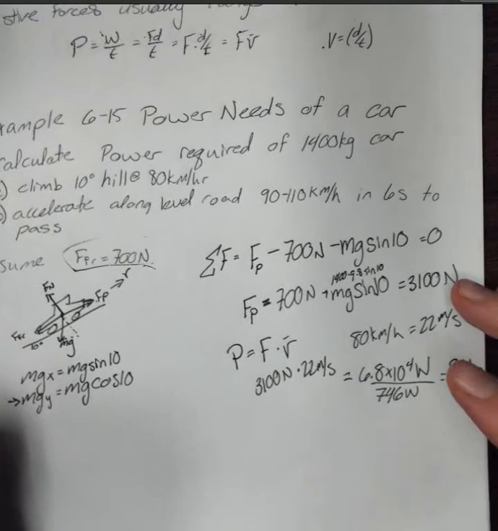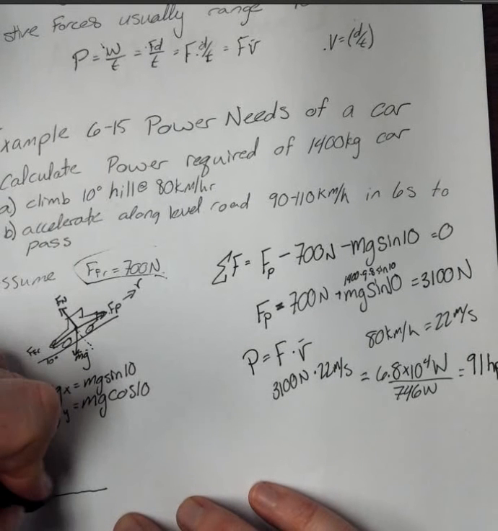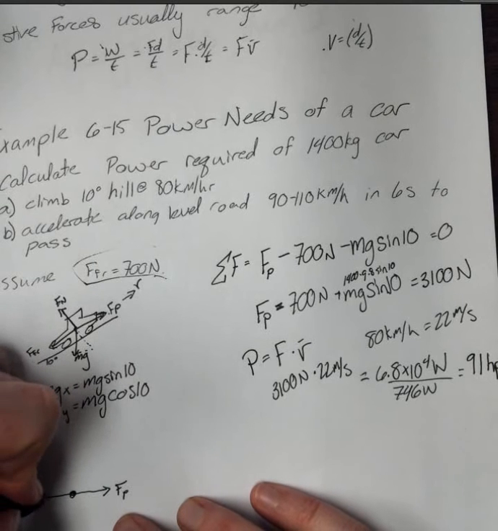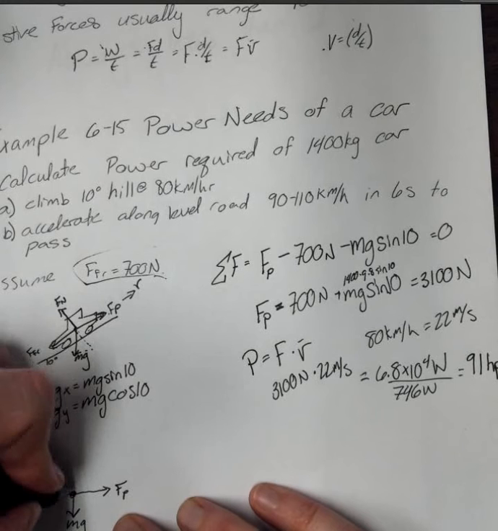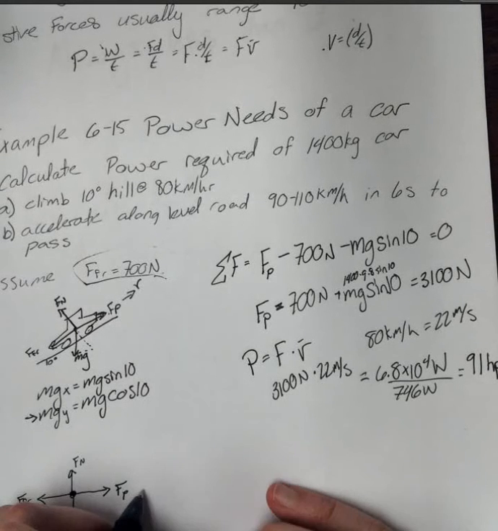What about accelerating? Well, if the car is accelerating on level ground, we've got its applied force, its frictional force, mg, and Fn, which are both perpendicular to the displacement.